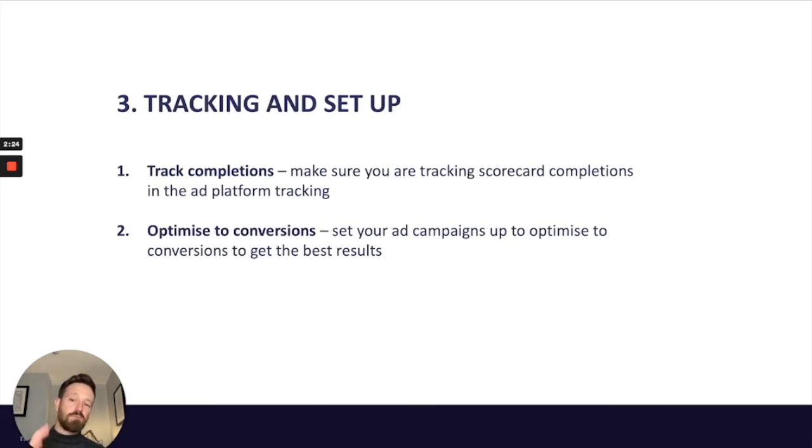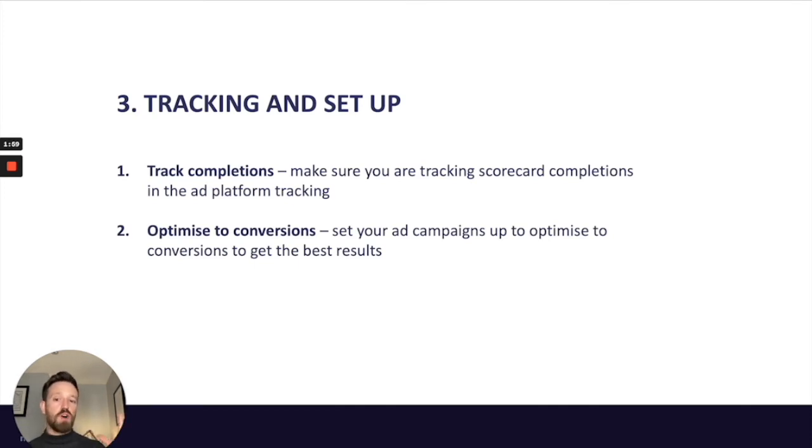So the third best practice is tracking and setup. Ensure that when you set your campaigns up and you set your ad platforms up, that your ad platform can track all the way through to the completion of the scorecard, so the results page. The reason you want to do this is, number one, you want to be able to report on how many people saw your ad, clicked on your ad, and then went all the way through to the end of your scorecard and became a lead.